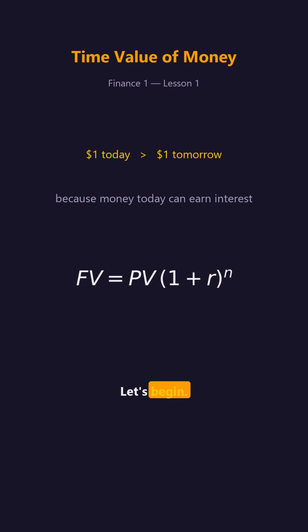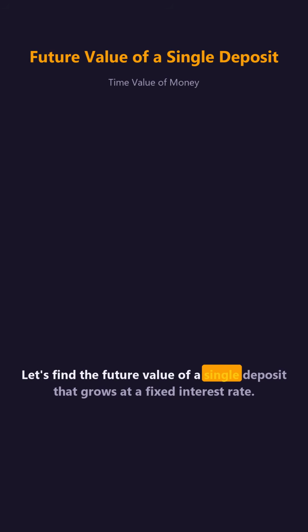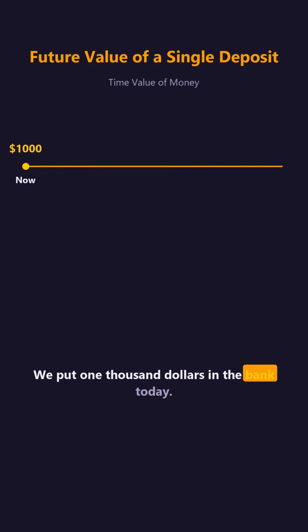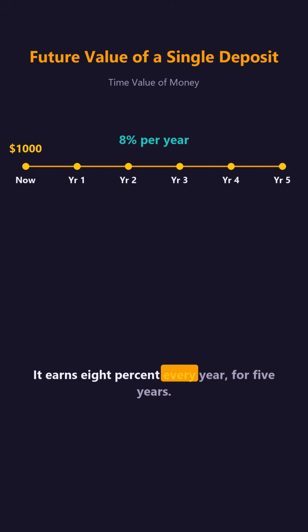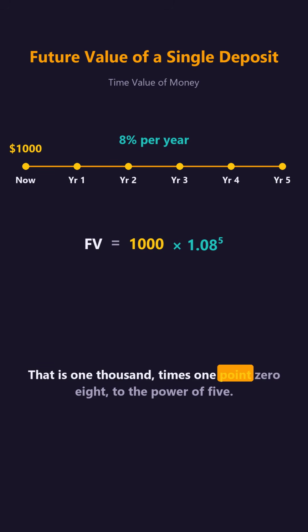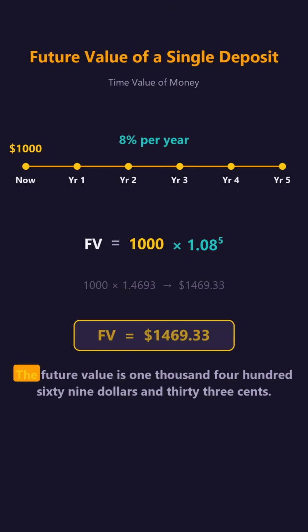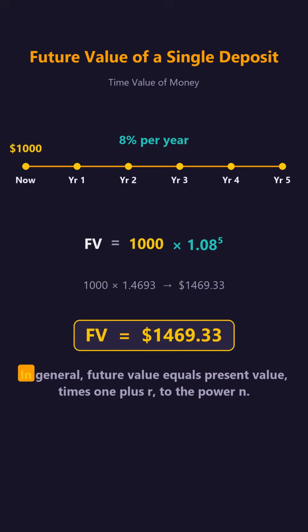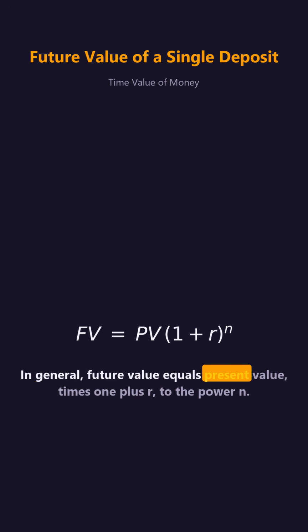Let's begin. Let's find the future value of a single deposit that grows at a fixed interest rate. We put $1,000 in the bank today. It earns 8% every year, for 5 years. Each year, the balance is multiplied by 1 plus the rate. So we grow 1,000 by 1.08, 5 times. That is 1,000 times 1.08 to the power of 5. The future value is $1,469.33. In general, future value equals present value times 1 plus r to the power n.